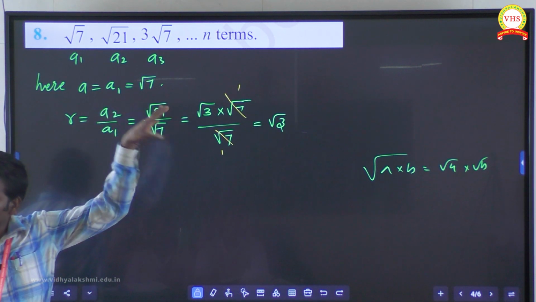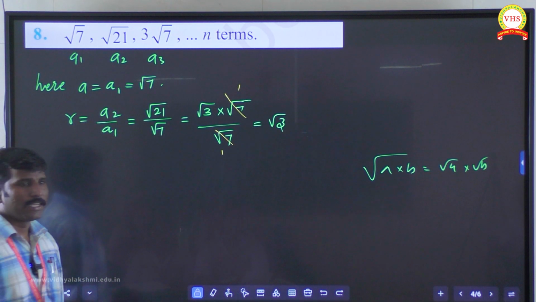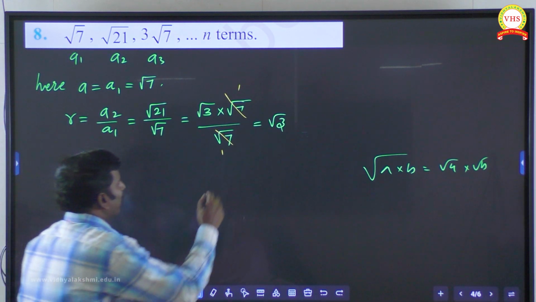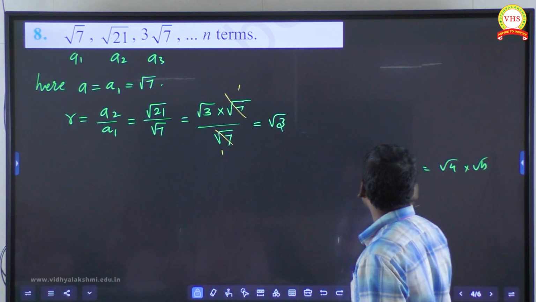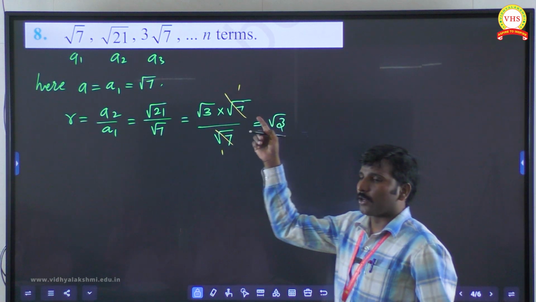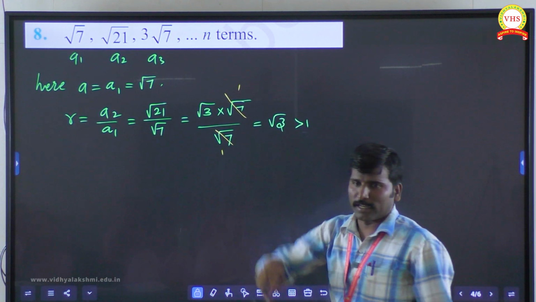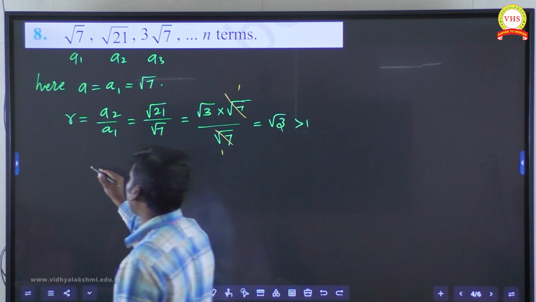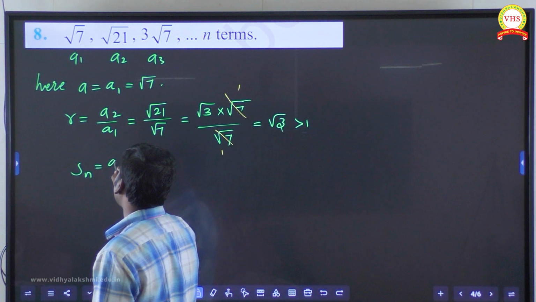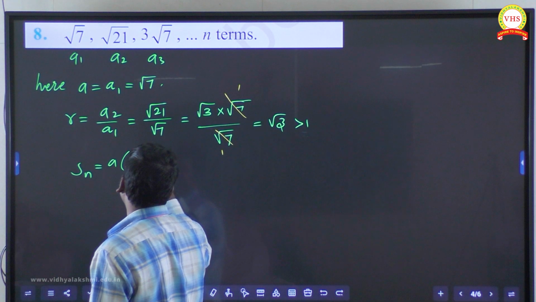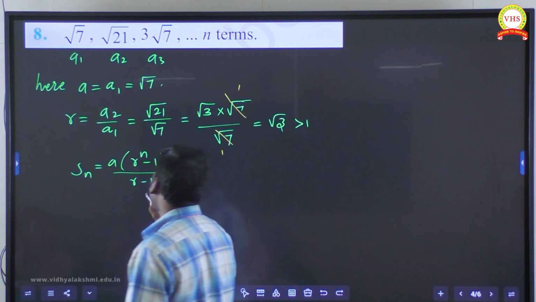N value is what? N only. In general, we have to find the sum. R value what? Less than 1 or greater than 1? Very good. Because root 3 in the sense 1.732, so surely it is greater than 1. Then one more formula that we have to use: Sn equals A into R power n minus 1 divided by R minus 1.